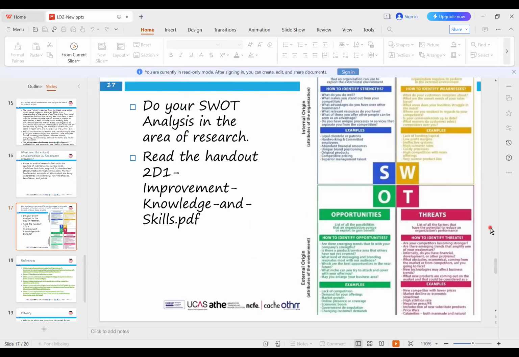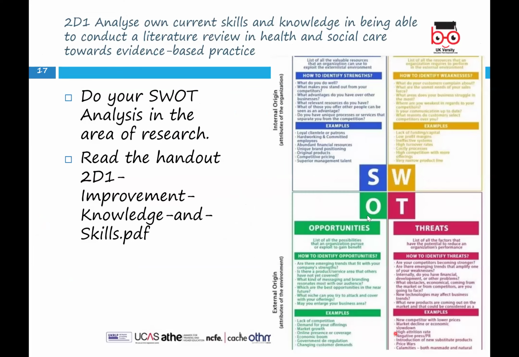Do your SWOT analysis. So this is the last slide for today. What is SWOT analysis? It's the strengths, weaknesses, opportunities, and threats. We've talked about this yesterday. This is very important. So how do you want to see within your research project? List all of them. It's done in a 2x2 table: strengths, weaknesses, opportunities, and threats.